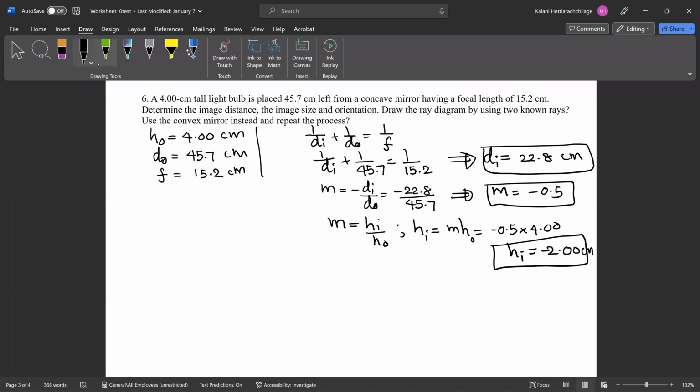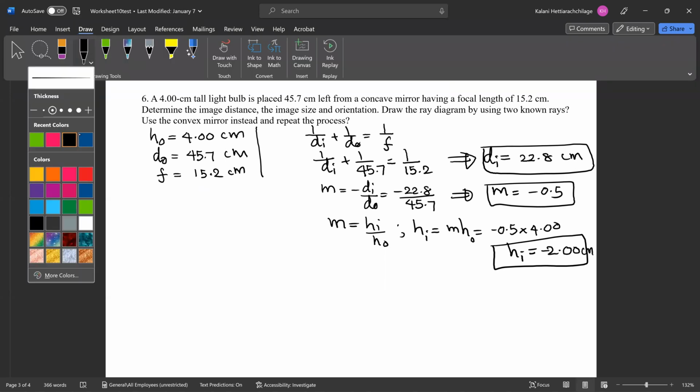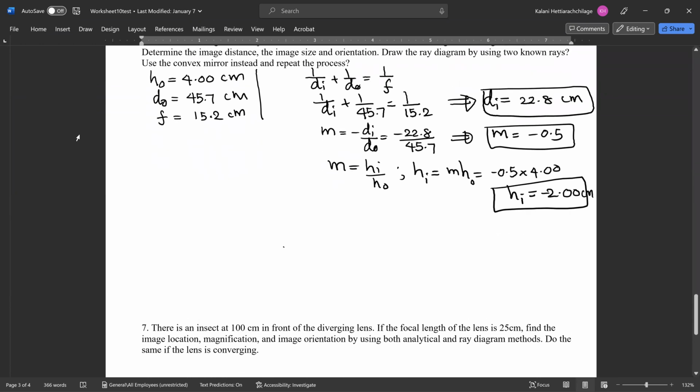So let's draw it for the concave mirror. I'm going to do it here. I'm going to draw a small drawing in here by using a small scale. So concave mirror, right? So now the object distance is 45 and the focal point is 15.2. That will be almost 3 times that. So let's say I have the focal point somewhere here. Then the image location, I mean the object location, somewhere here, right? And then you need to find the image location by drawing any 3 rays that you like.